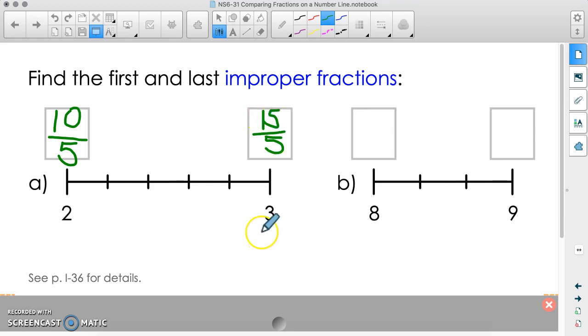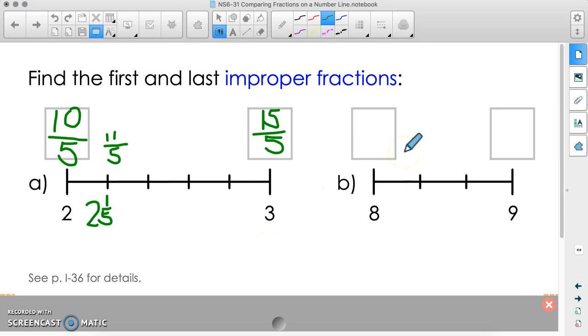Now we could easily fill in the rest of this number line. The next one would be 11 over 5, and so on until you get up to 3. Now if we want to fill in the mixed numbers at the bottom, we know that this one would be 2 and 1/5. Then we could continue 2 2/5, 2 3/5, 2 4/5 to get us to 3.